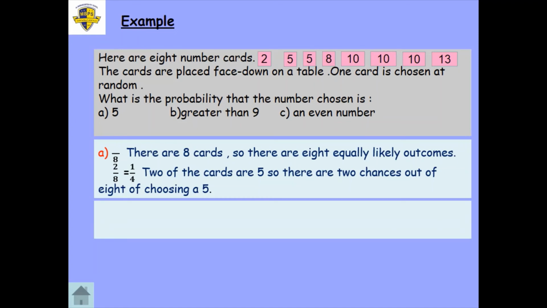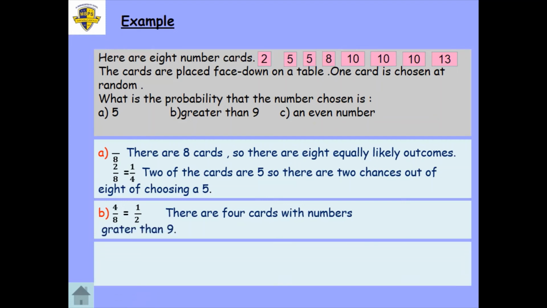B. Greater than 9. How many numbers do we have here on these cards greater than 9? We have 10 and 13, but of 10 we have 3 cards. So 3 cards of 10 plus 1 card of 13, that means 4 cards. 4 out of 8, after we simplify it, we get half. So there are 4 cards with the numbers greater than 9. So the probability of the cards that are greater than 9 equals 1/2.